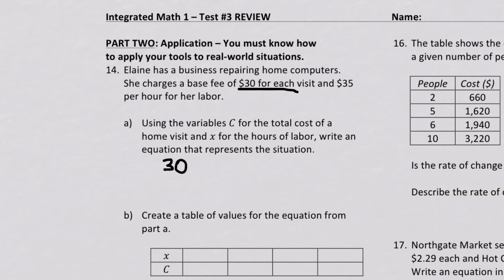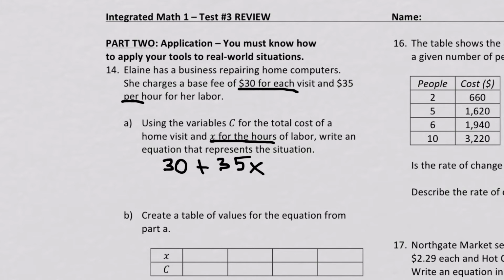On top of that, she is charging $35 per hour. So to those $30, I have to add $35 per hour. And so remember what we said, if you see the word per or for each, that implies multiplication. So $35 per hour, that means times the number of hours. And we know from reading the sentence here that X represents the number of hours. So it's going to be 35X.